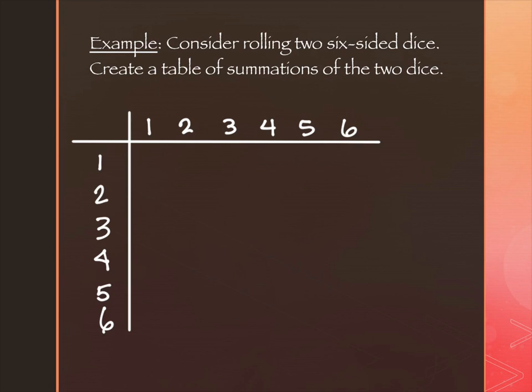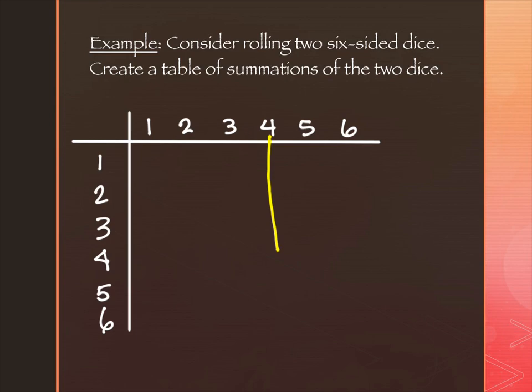This description says to create a table of summations of the two dice. For example, I'm going to move over to an arbitrary location on my chart. If I roll a 4 and a 3, it's this location, right? And if I roll a 4 and a 3, what do I get for the sum? I get a 7, so I would write a 7 in that spot.